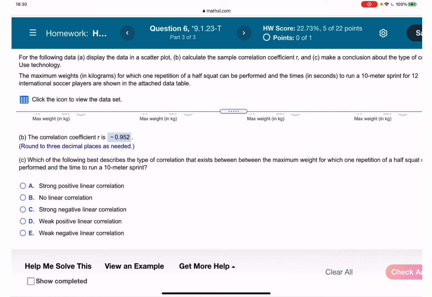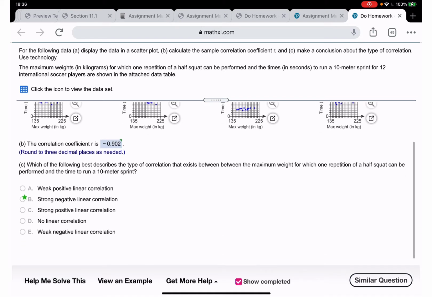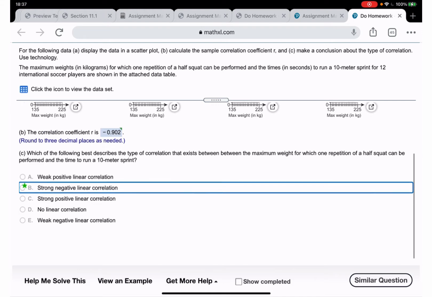What do we have? Since it is negative 0.952, it's clear that it's negative. We have a strong negative linear correlation. Guys, I have a different correlation coefficient number here because the software dropped my MATLAB, so I had to open a different case and fill it out. But the answer is the same. So moving on to the next case.